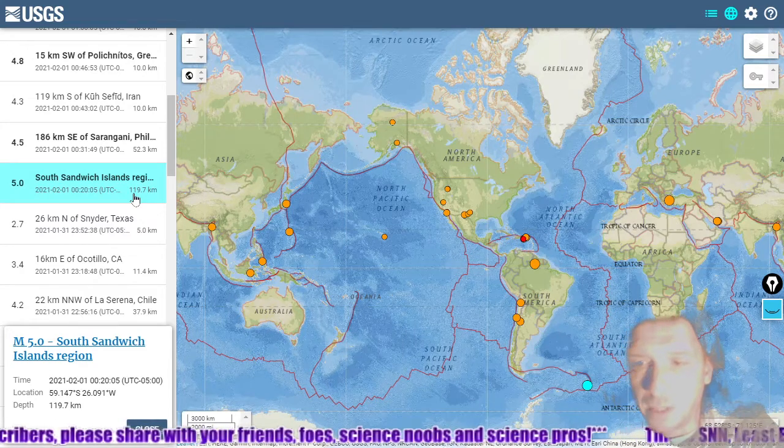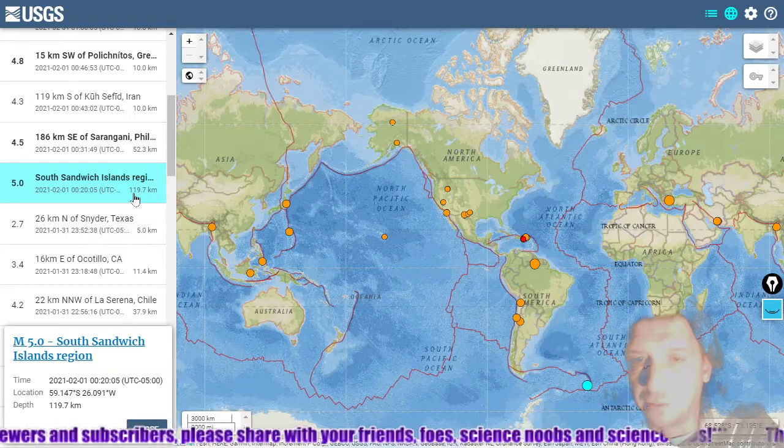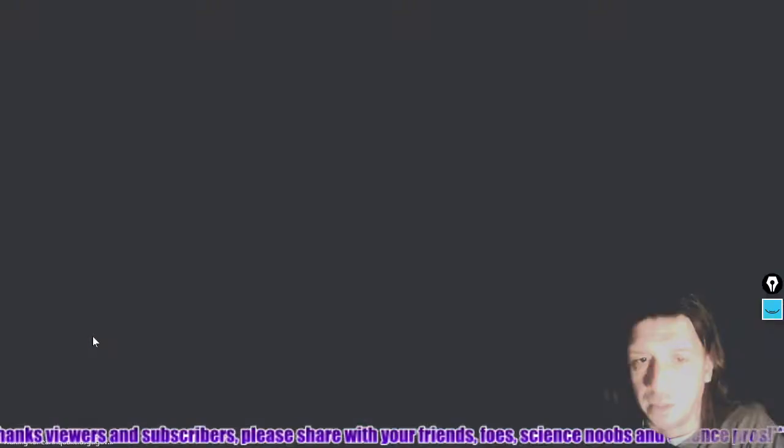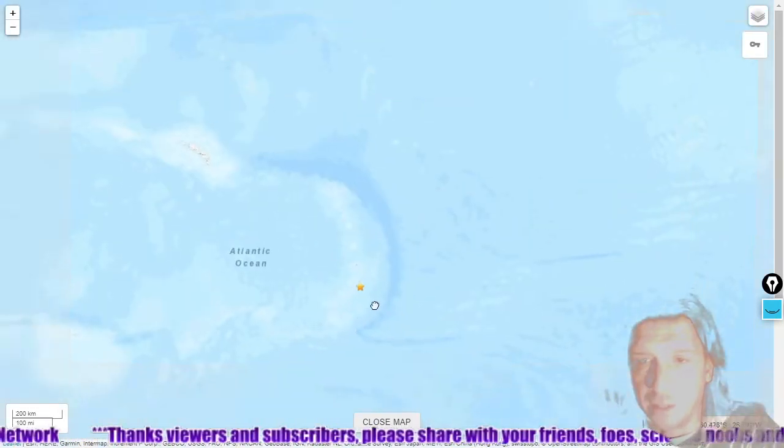There's a deep quake near the Antarctic and South Pacific plate boundaries. It's actually a three-way boundary there. A very far south quake. There's a location of that near the South Sandwich Islands.